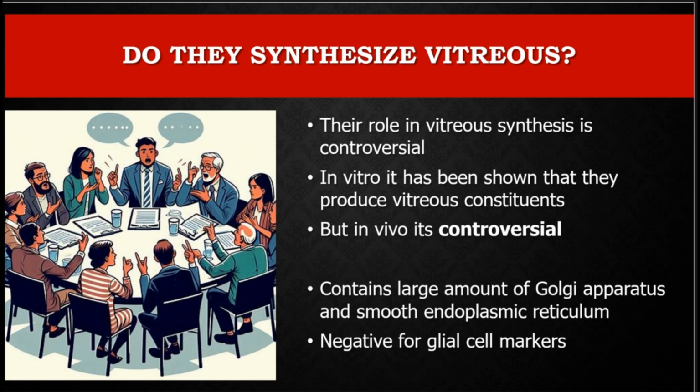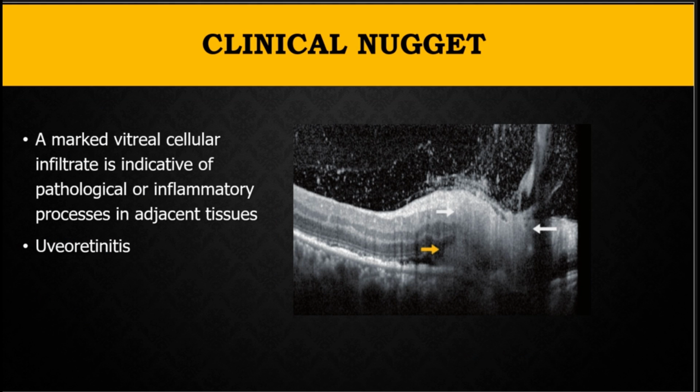Now, there is a controversy regarding the role of hyalocytes in vitreous synthesis. In vitro, that means in experimental conditions, it has been shown that they definitely produce vitreous constituents. However, their role in the synthesis of vitreous is still controversial in vivo. Apart from that, hyalocytes are believed to contain a large amount of Golgi apparatus and smooth endoplasmic reticulum, and they are negative for glial cell markers. That means they are not similar to glial cells, and instead they are more similar to macrophages.